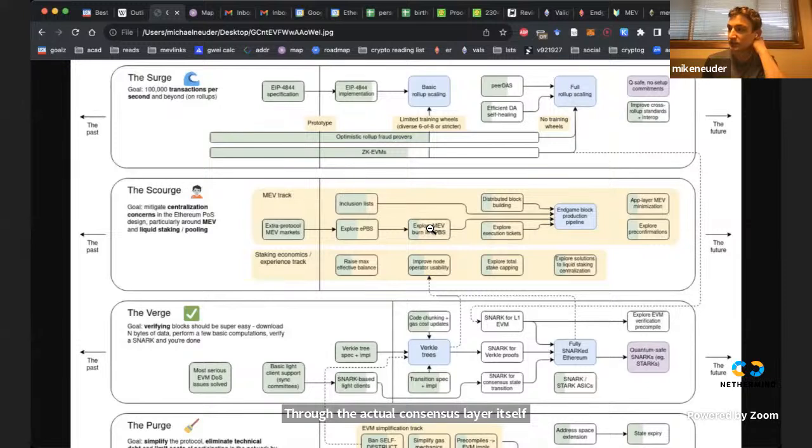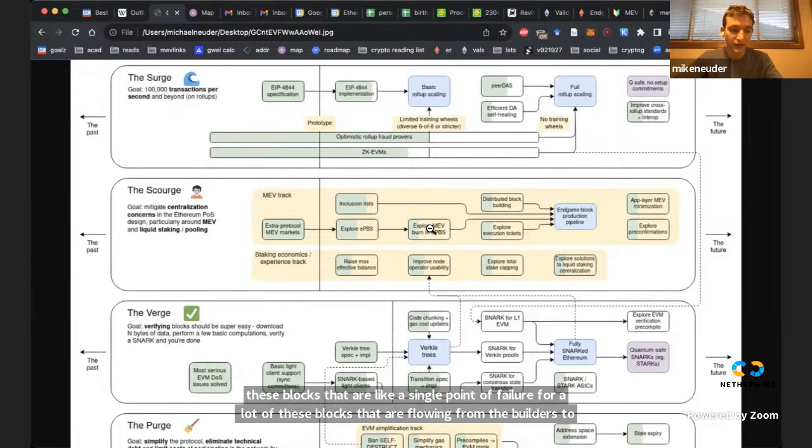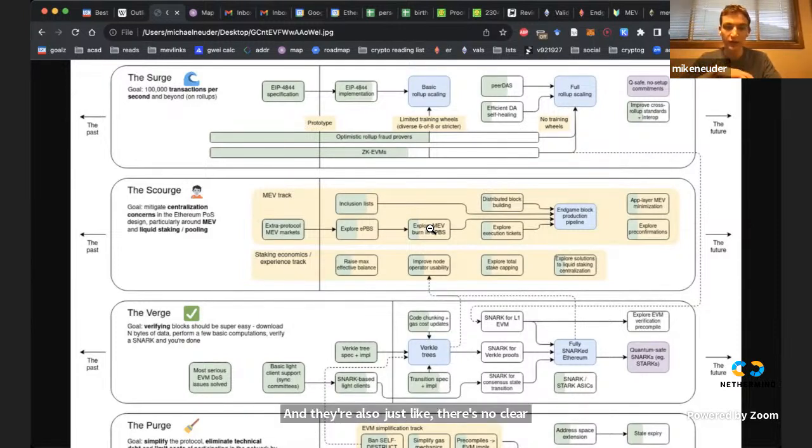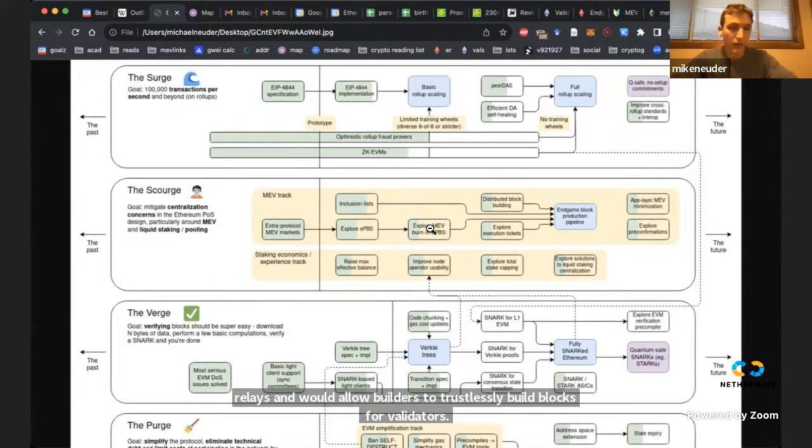The main desideratum here is to get rid of the relays. The relays are these centralized actors. They're a single point of failure for a lot of these blocks that are flowing from the builders to the validators. And there's no clear funding mechanism for them to make money. So ideally, an EPBS mechanism would fully remove the need for relays and would allow builders to trustlessly build blocks for validators. It would allow validators to trustlessly sell their block space to builders.